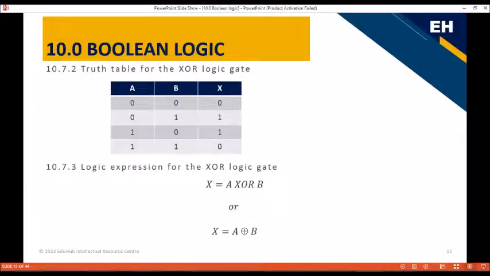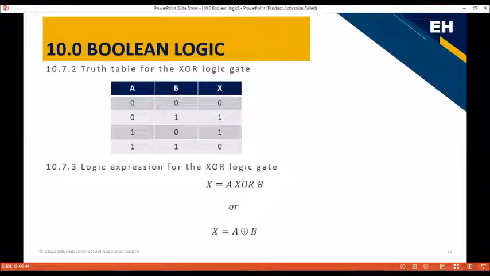Now let's look at the truth table for this. The truth table for this is a table containing 4 input combinations. And of course, from what you can see, when two inputs are similar, 0, 0, A is 0, B is 0, then the output X is also 0.